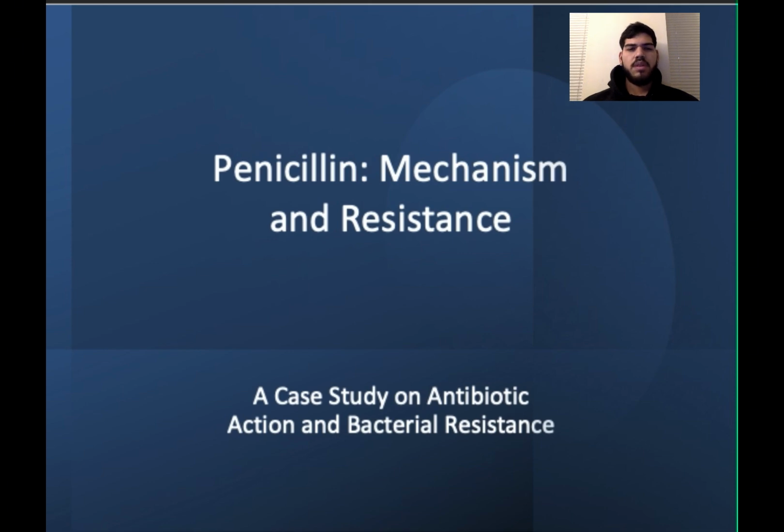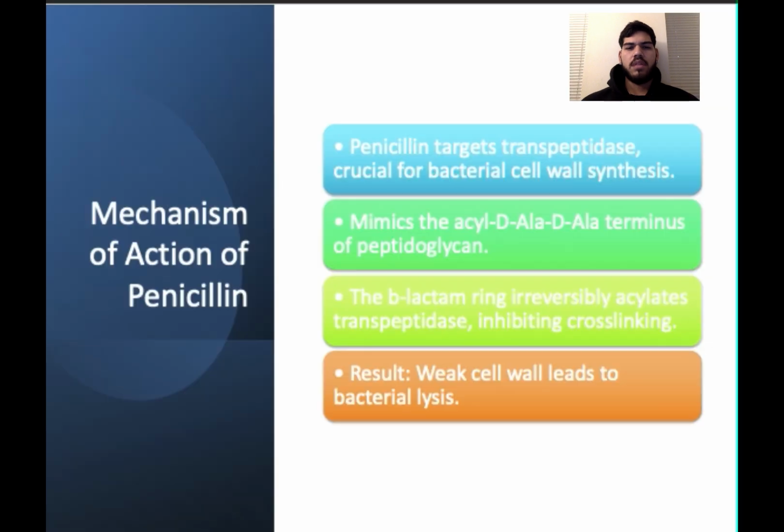Penicillin works by targeting an essential bacterial enzyme called transpeptidase, which is responsible for the cross-linking of the peptidoglycan layer in the cell wall. This cross-linking provides strength and rigidity to the bacterial cell wall.